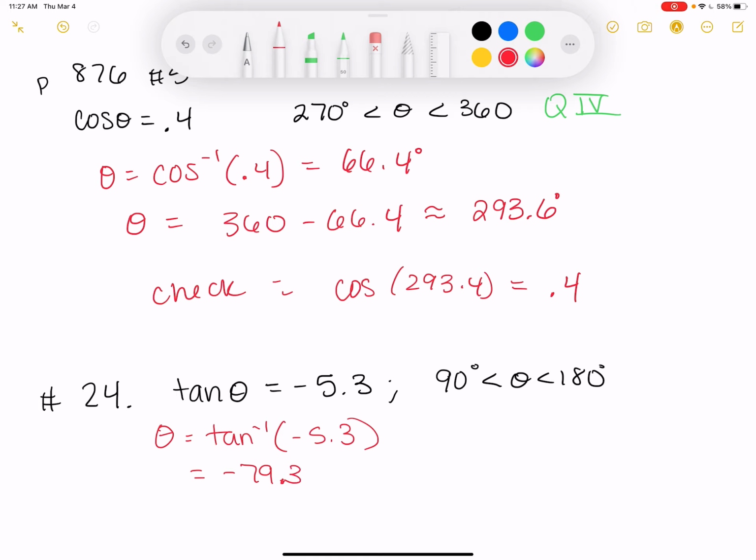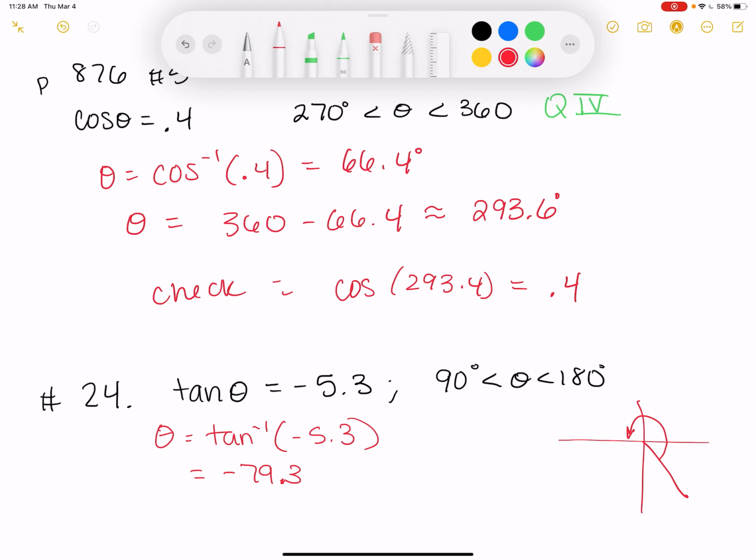Okay, that would technically be in quadrant 4 because it's negative. I need to get to quadrant 2. So from quadrant 4, in order to get here, you have to add 180. Yes, I would need to add 180 to get me from here to here, because this is 180 degrees. Oh my god, that makes so much sense.